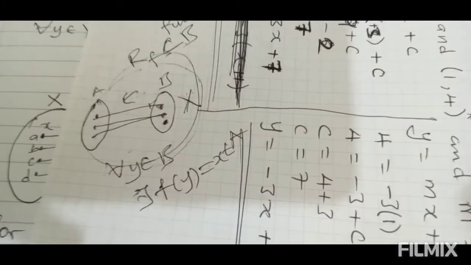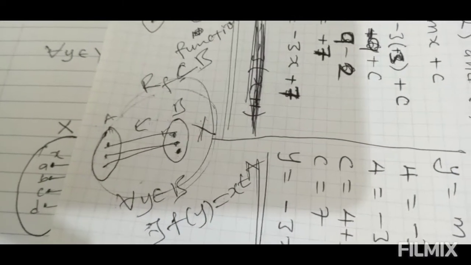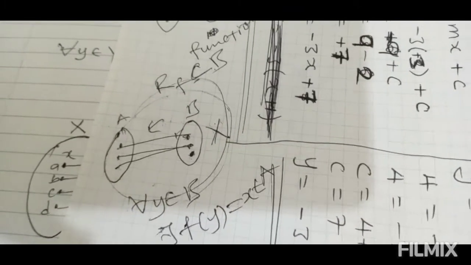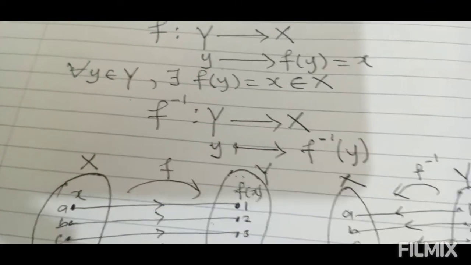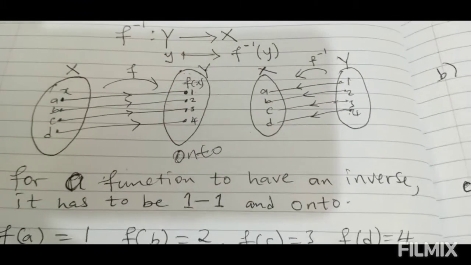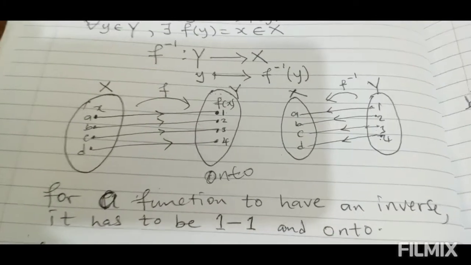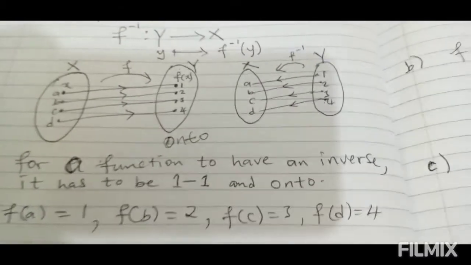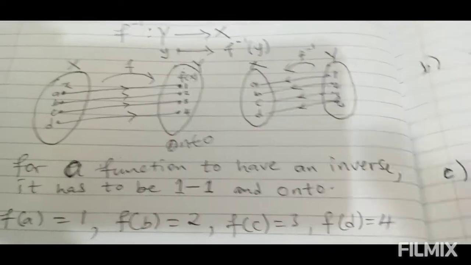So a function has to be onto for it to have an inverse. I should revise the statement I said. The function does not need to be 1 to 1 for it to have an inverse, but it has to be onto for it to have an inverse.